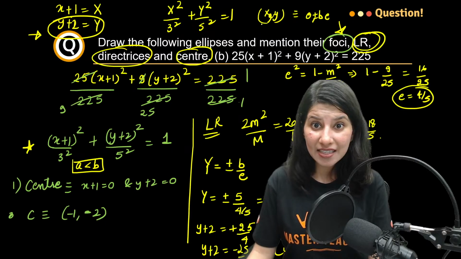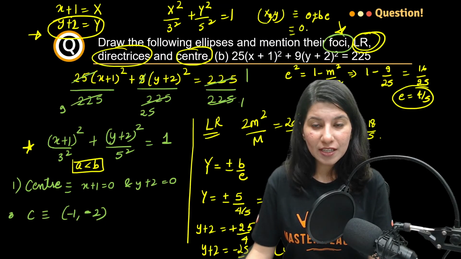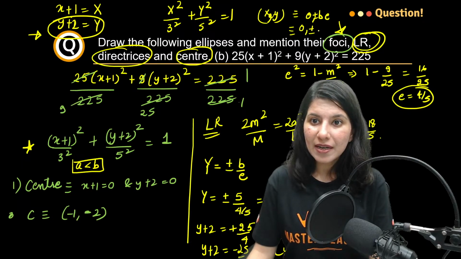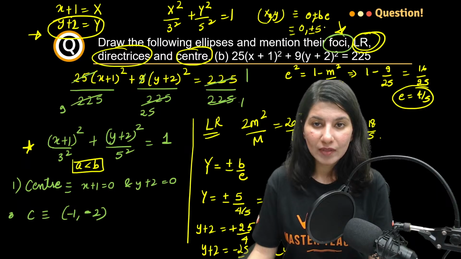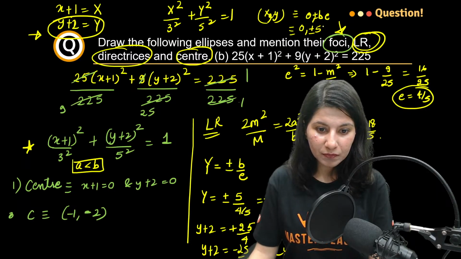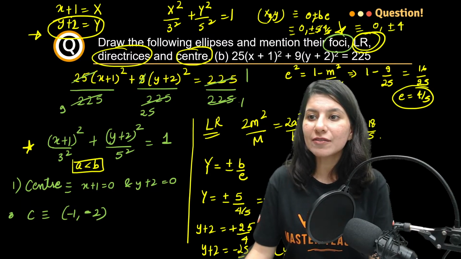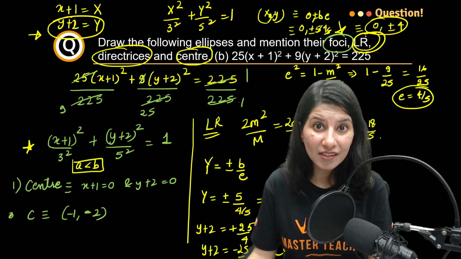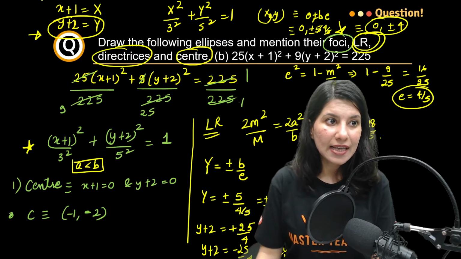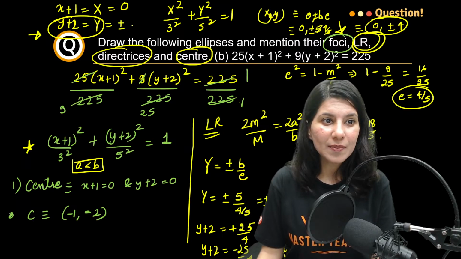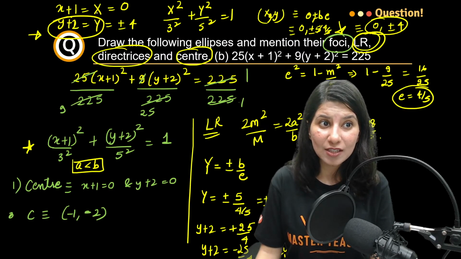But in this case, because the center is shifted, now if you calculate (0, b), where is b? B is 5, plus minus 5e. E is 4 by 5. So this is going to become (0, plus minus 4). But this is not the final focus, right? This is actually your capital X is 0 and capital Y is plus minus 4. You want small x and small y.